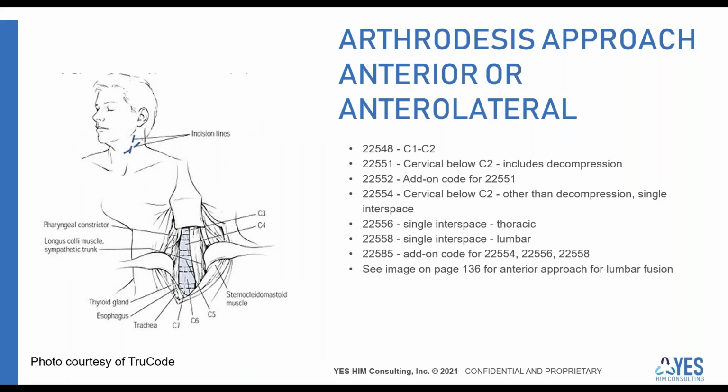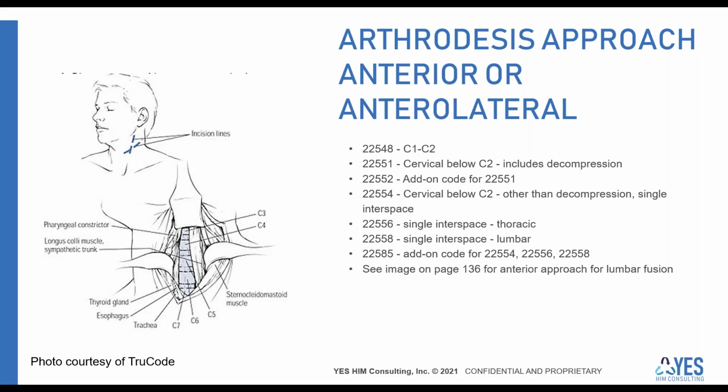Next is the arthrodesis for anterior or anterior-lateral approach. In this group of codes, you have a specific code for C1 to C2. You do have a special code for C2 that includes decompression, and that is an example for when diagnosis can come into play, because it also has its own add-on code.